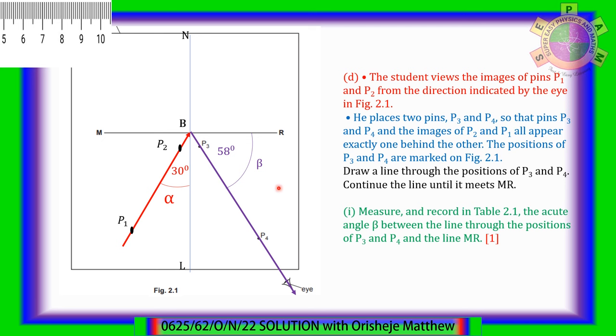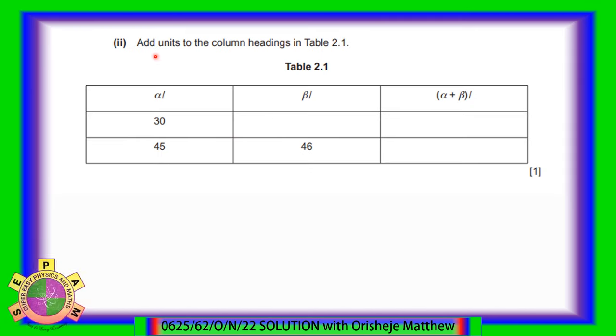So once you follow this instruction, this is actually the key that made most students fail this question. They didn't follow this instruction. Most students end up measuring this and they just set their own question. All right. Okay, so add unit.